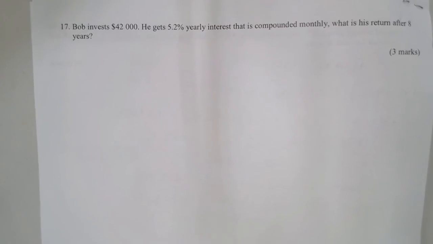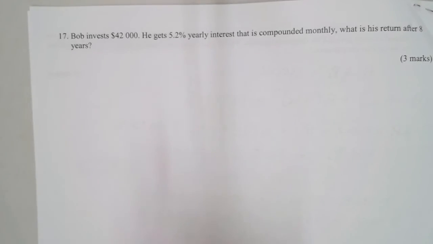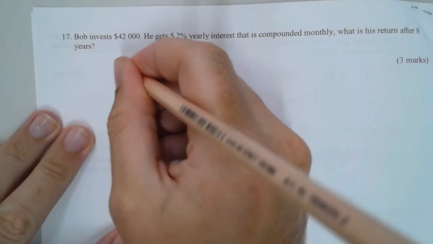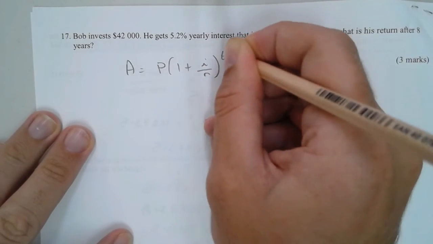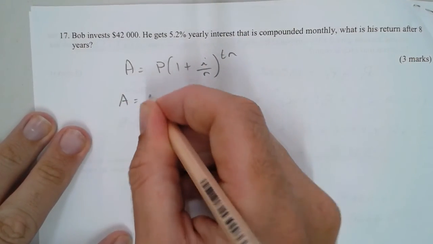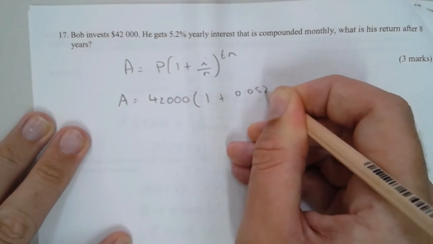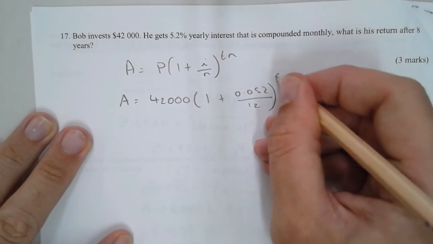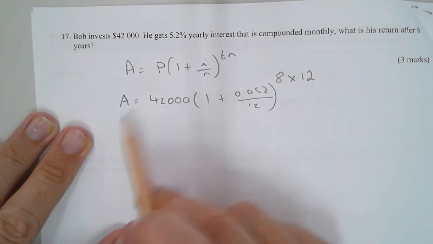Final question, 17. Bob invests $42,000. He gets 5.2% yearly interest that is compounded monthly. So all you need to do is this, this is our compounded monthly formula. We know he invests $42,000. His interest is 0.052. Now compounded monthly means we're investing it 12 times a year, and 8 years times how much a month, so that's what we're going to substitute in.